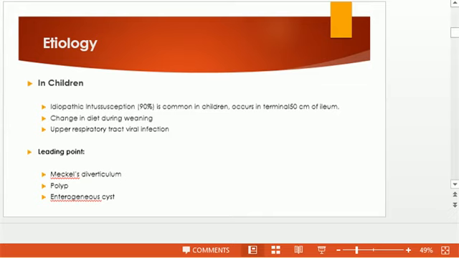Now, etiologically, the condition is encountered most commonly in children, as I told you, with a peak incidence between 5 to 10 months of age, infants. About 90% of the cases are idiopathic, but an associated upper respiratory tract infection or gastroenteritis may precede the condition. This is in the terminal ileum, in the terminal 50 centimeters of the ileum.